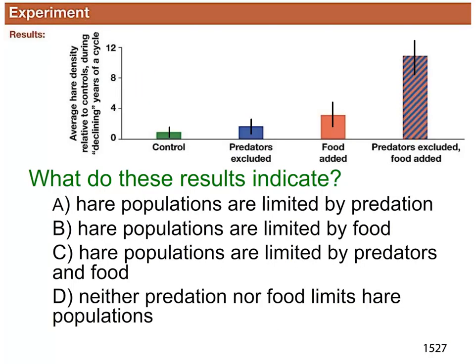Okay, so these are results, by the way, that they actually found. So the average hare density, they have their controls, they have their predators excluded areas, they had their food added area, and then voila, lo and behold, they have the predators excluded and food added. Okay, so given this information, stop lecture, choose what the results indicate. And the answer should be C. They did the best when they added food and then the predators were limited. Okay, so make sure that that makes sense to you.